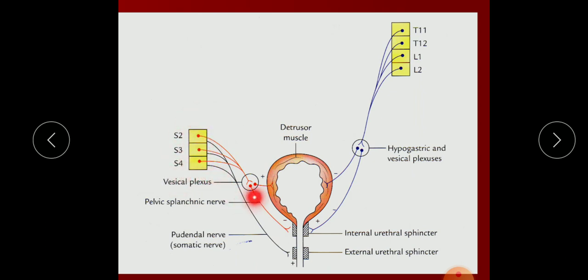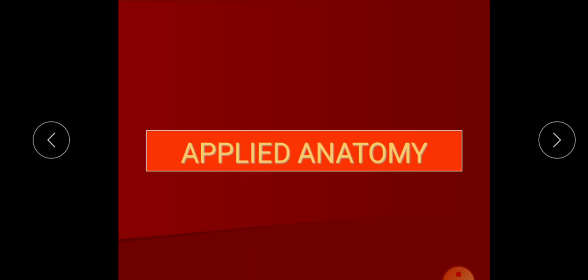The parasympathetic supply is from S2, S3 and S4 through the pelvic splanchnic nerves. You find it is causing contraction of the detrusor but inhibiting the sphincter. Then the pain sensation or stretch sensation from the bladder is also carried by the same route. So with that we finish the nerve supply of the bladder, and now we come to the last part, applied anatomy.